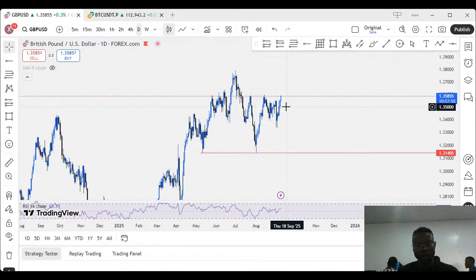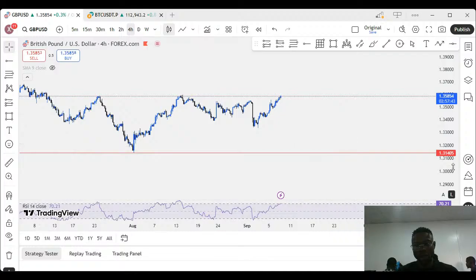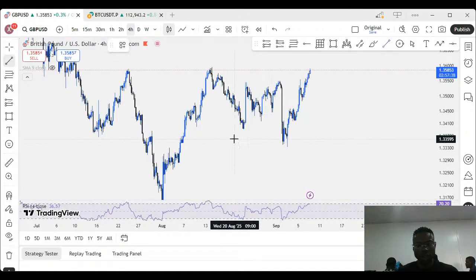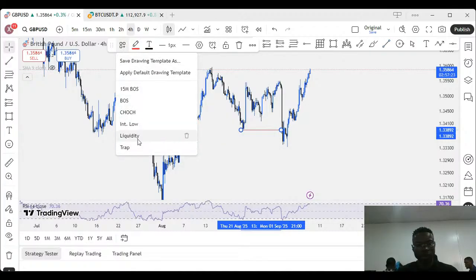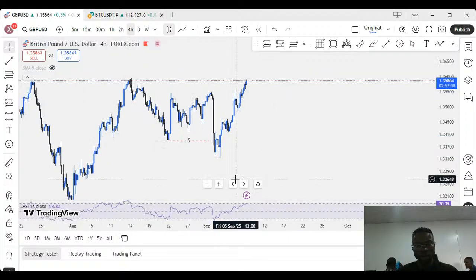So this is the daily time frame. The daily time frame is showing that we are on a bullish momentum. Let's go to the 4 hour. What we are looking at is where we want to get ourselves involved in this market. And as you can see here, this is our normal strategy we usually trade. This is a clear liquidity. We now need an order block, and it has already broken this structure. This is the break of structure.